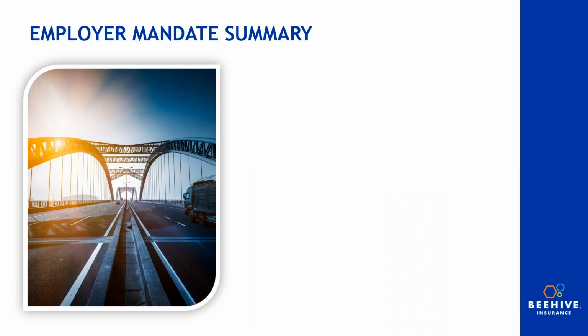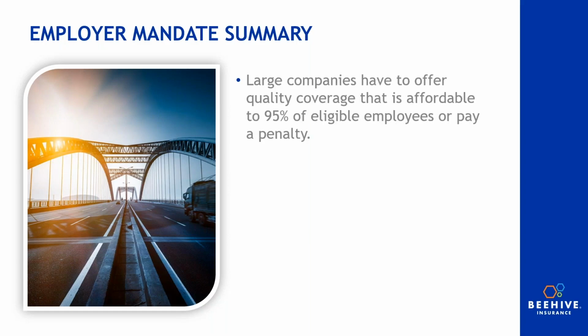So let's start by actually summarizing what the ACA is when it comes to employers. You can see we have a lovely bridge. So this is us building a bridge between the legalese of the ACA and what it actually means to us. So simply put, the ACA states that large companies have to offer quality coverage that is affordable to 95% or more of their eligible employees or pay a penalty.